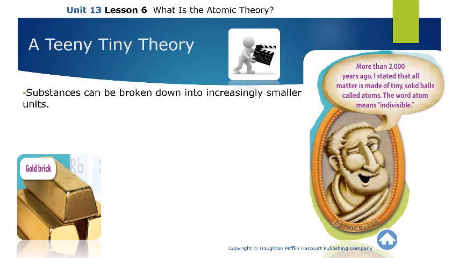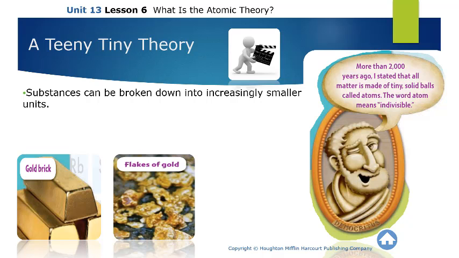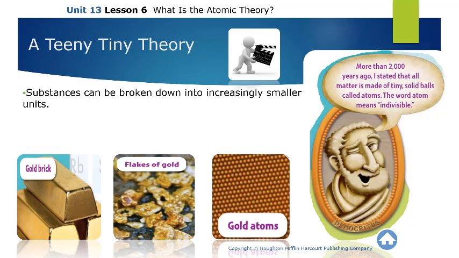What is an atom? An atom is the smallest unit of an element that maintains the properties of the element. Like gold is made of one type of atom. If we take gold and divide it into many pieces, the flakes of gold are still gold.